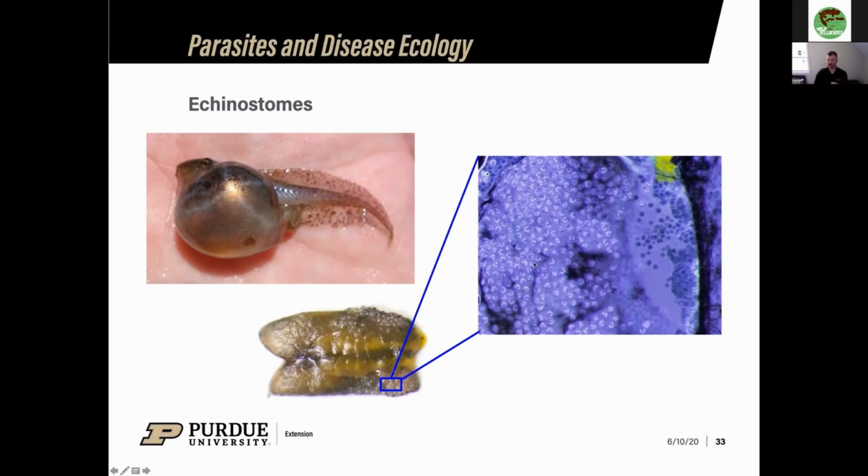And when they get that high parasite load, you can get something like this. This is body swelling or edema. The kidney plays an important role in osmoregulation. So as a consequence of these infections, these amphibians are not able to clear the water from their body, and they get this body swelling.